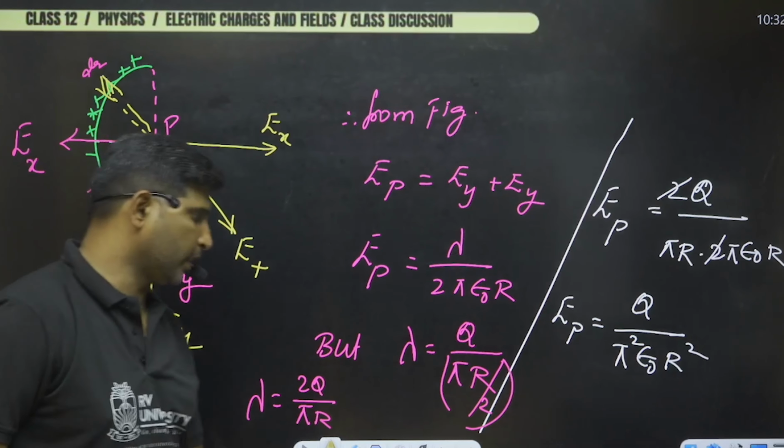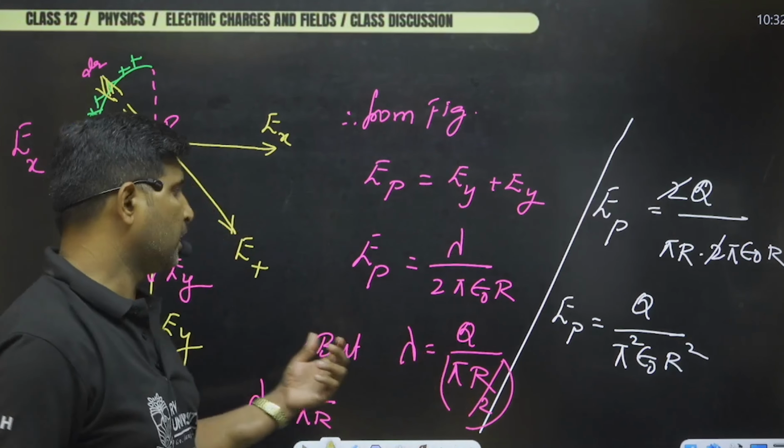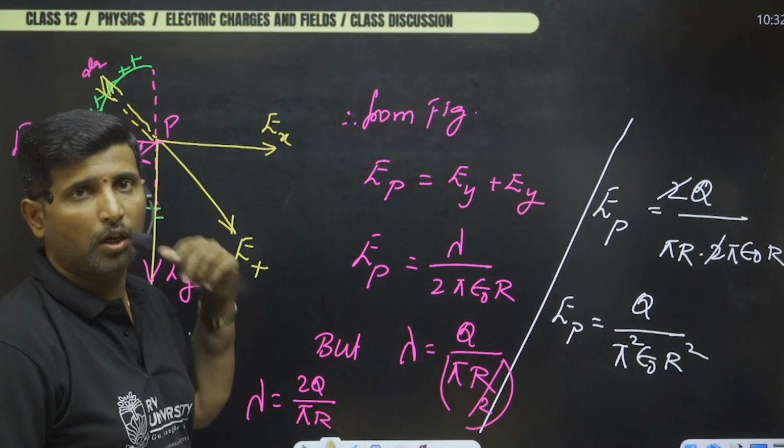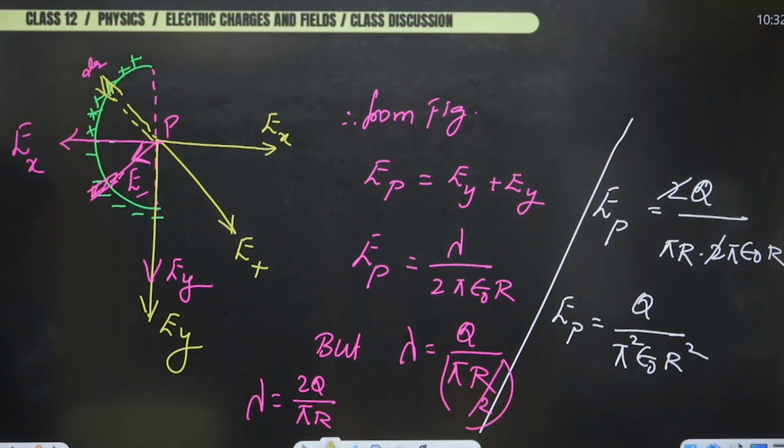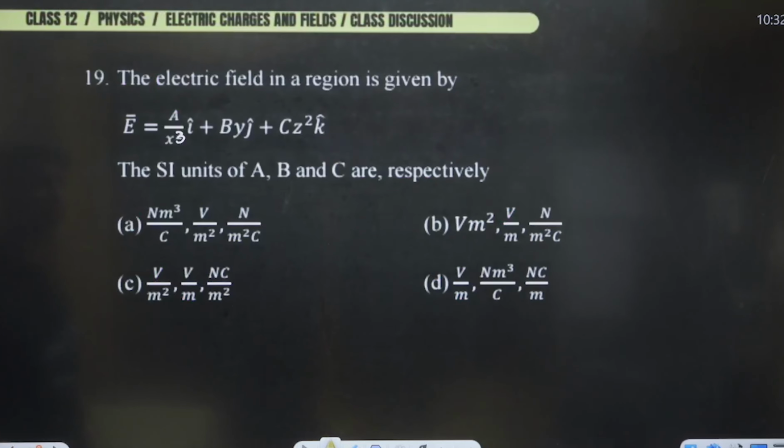Understood now why we are taking only pi r squared by 2? Because we are calculating only for a quarter of a circle. Okay. Now let us move on to the next question. What are they saying to us?